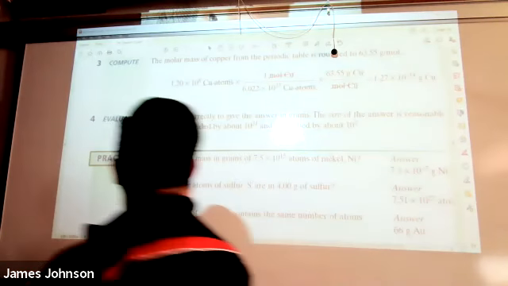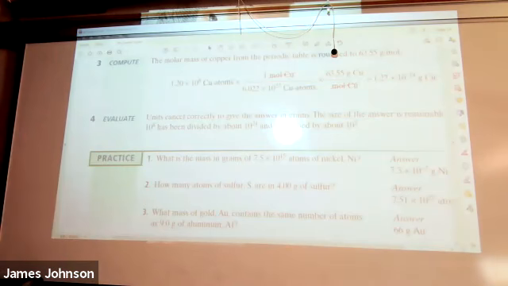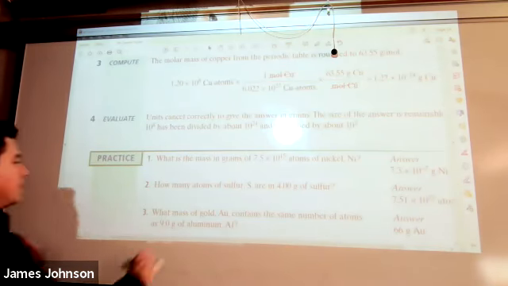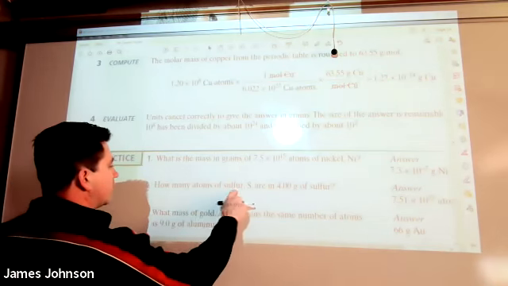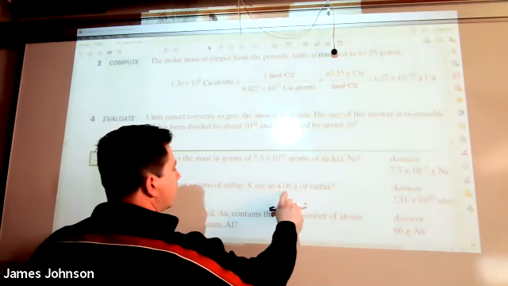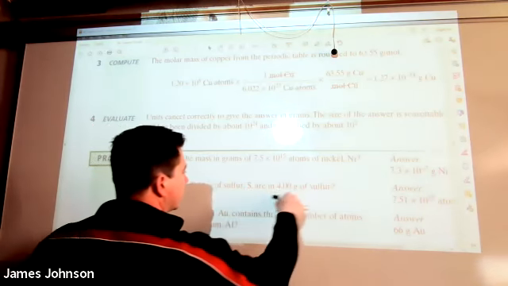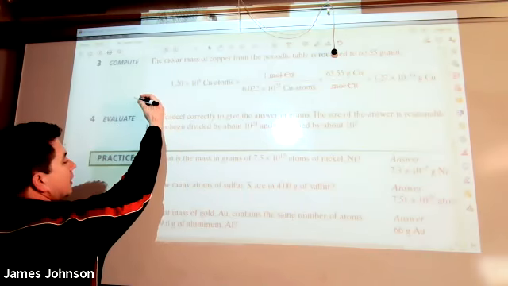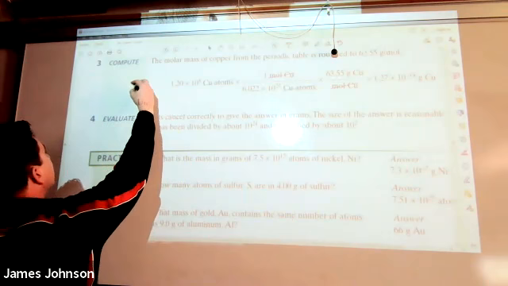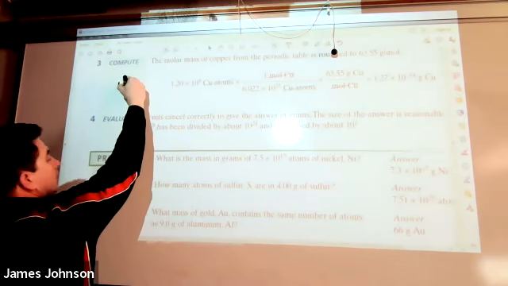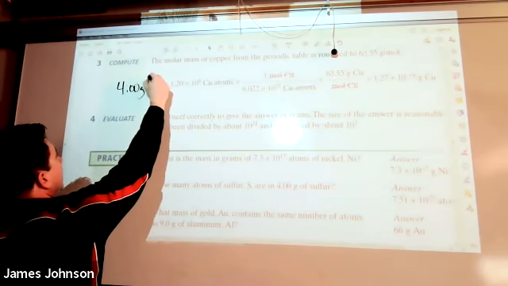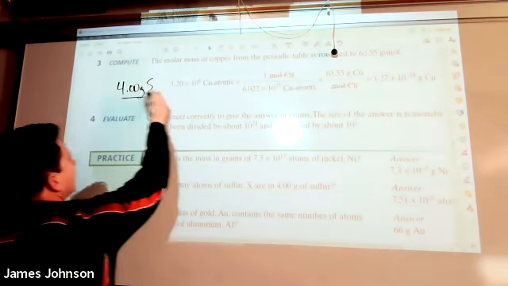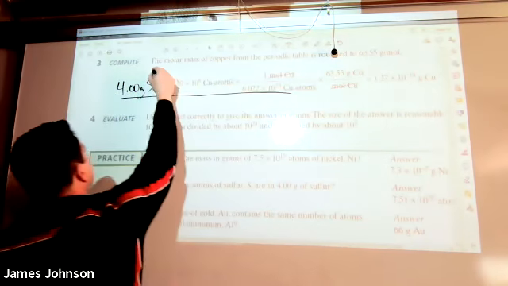Practice problem number 2, still associated with sample problem 3-5. How many atoms of sulfur, S, are in 4.00 grams of sulfur? Okay, so let's set up our initial information. So we have 4.00 grams of sulfur, and I am going to convert that into something.